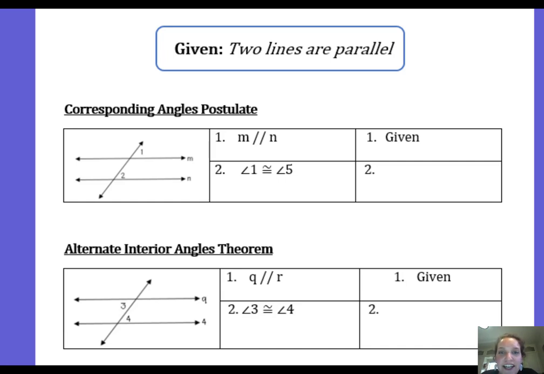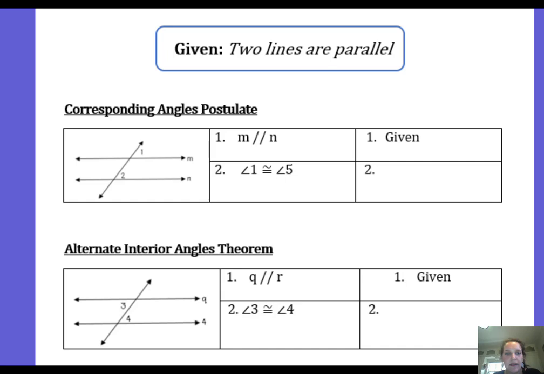Okay, now we're going to talk about how we can use these postulates and theorems in proofs. So the big idea for today is our given is that two lines are going to be parallel to each other. We are telling you from the get-go that those two lines are parallel. So we're going to see a couple snapshots of little proofs.